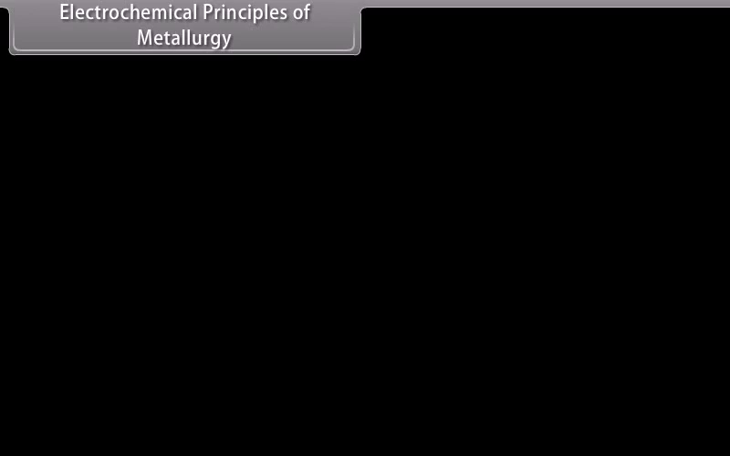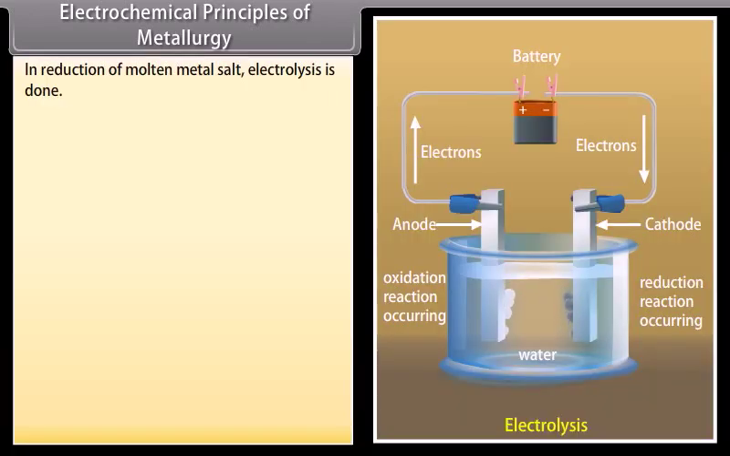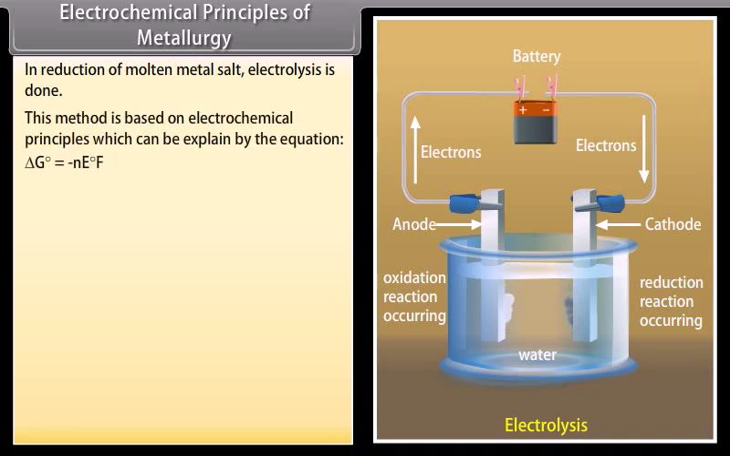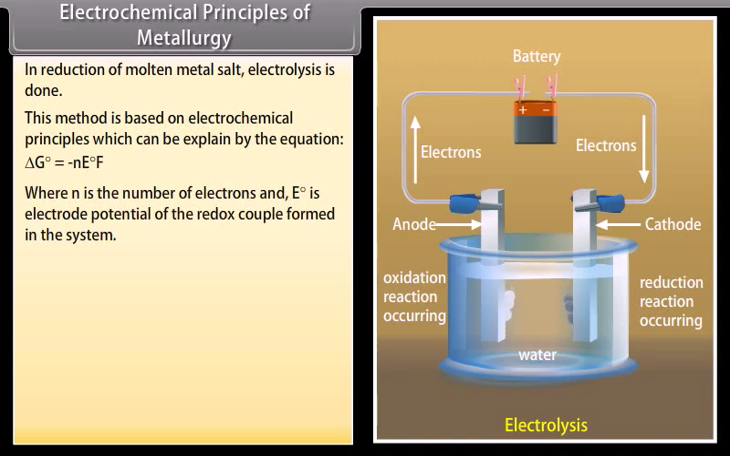Electrochemical principles of metallurgy. In reduction of molten metal salt, electrolysis is done. This method is based on electrochemical principles which can be explained by the equation ΔG° = −nE°F, where n is the number of electrons and E° is the electrode potential of the redox couple formed in the system.